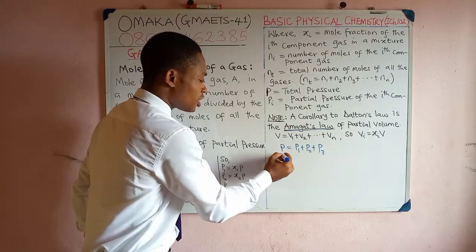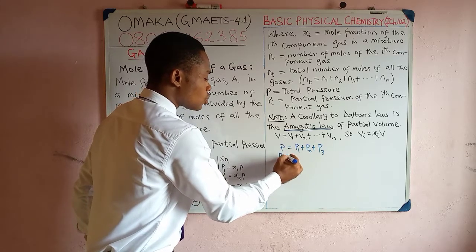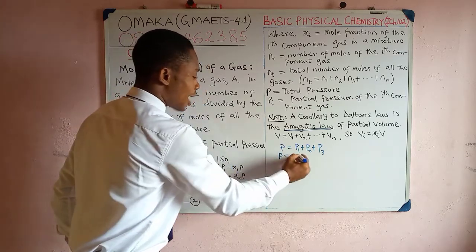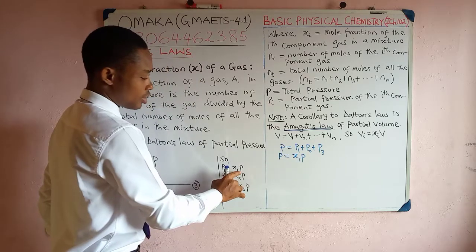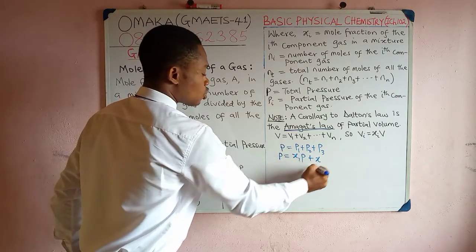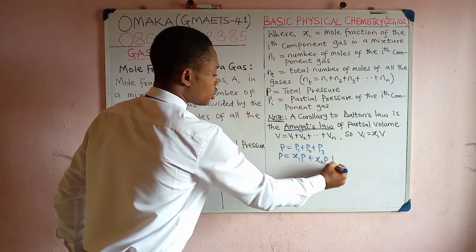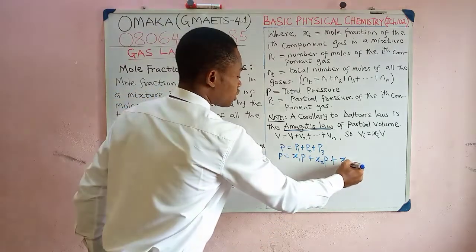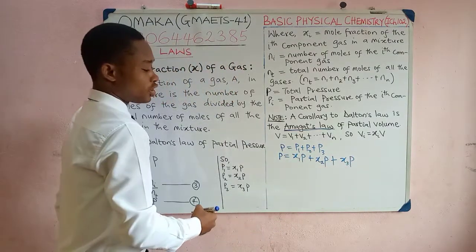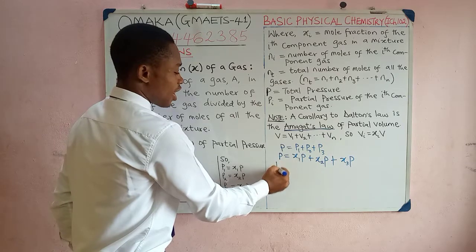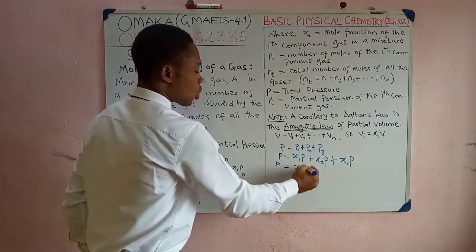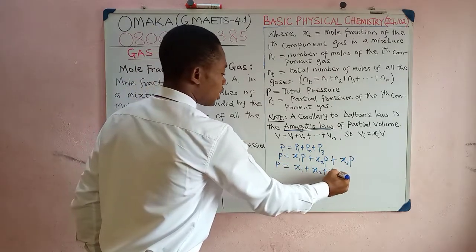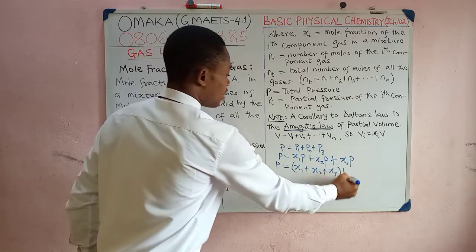Alright, now for this P, we are going to write equal to P1, I will substitute X1 times total pressure for it, plus P2, I will substitute mole fraction 2 times total pressure, and then P3 will be mole fraction 3 times what? Total pressure. Now you notice that if I have P, it will be equal to X1 plus X2 plus X3, and then everything in bracket times total pressure.